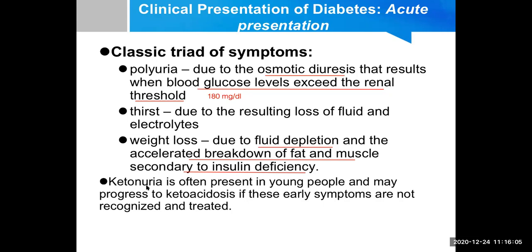Ketonuria is often present in young people and may progress to ketoacidosis if these early symptoms are not recognized and treated in time. This occurs only in type 1 diabetes. Now, why are ketonuria and ketoacidosis not seen in type 2 diabetes? Why? Anyone? Because the insulin is present, sir. It's just deficient in the later stage. Because ketone is produced in metabolic acidosis. Okay, good.